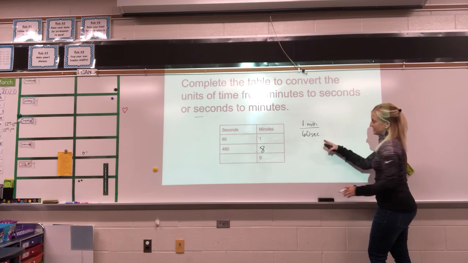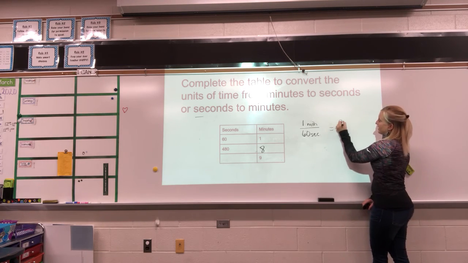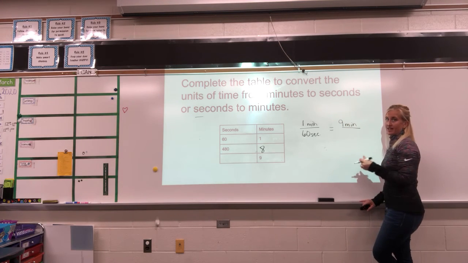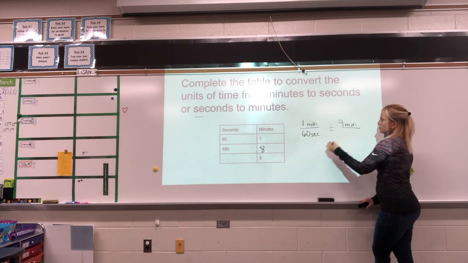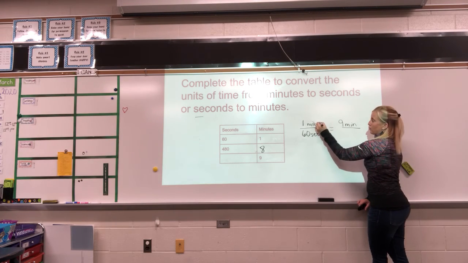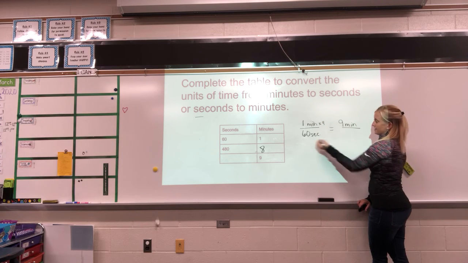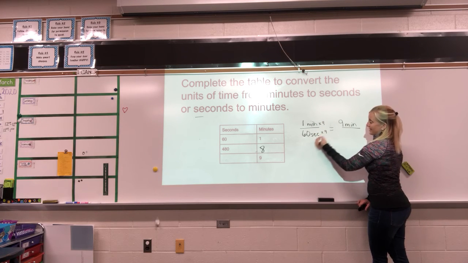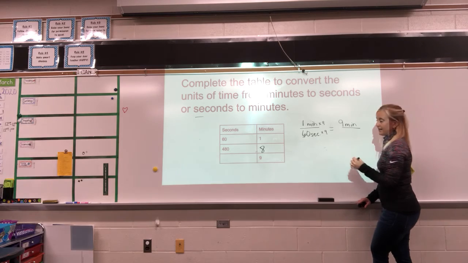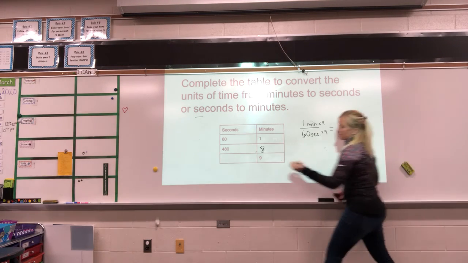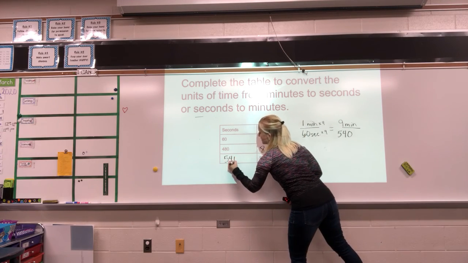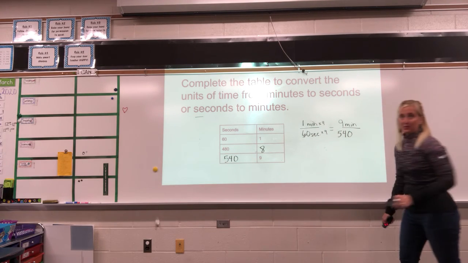I know 1 minute is 60 seconds, but now I have 9 minutes. So I want to know how many seconds that's going to be. Again, notice I've got minutes on the top and seconds on the bottom. So what did I do here to make that equivalent? 1 times 9 is 9, so 60 times 9. So I have to do 6 times 9, which is 54, and then add my 0. So that's going to be 540 seconds. Were you able to get that one?